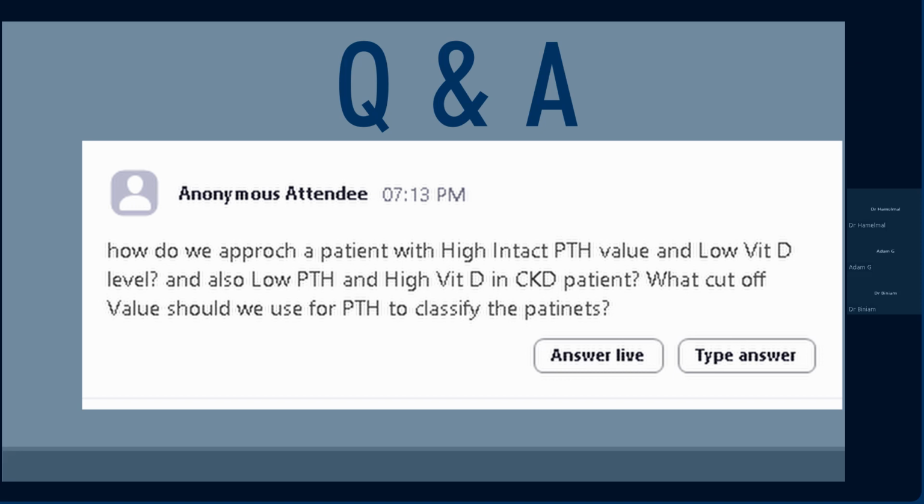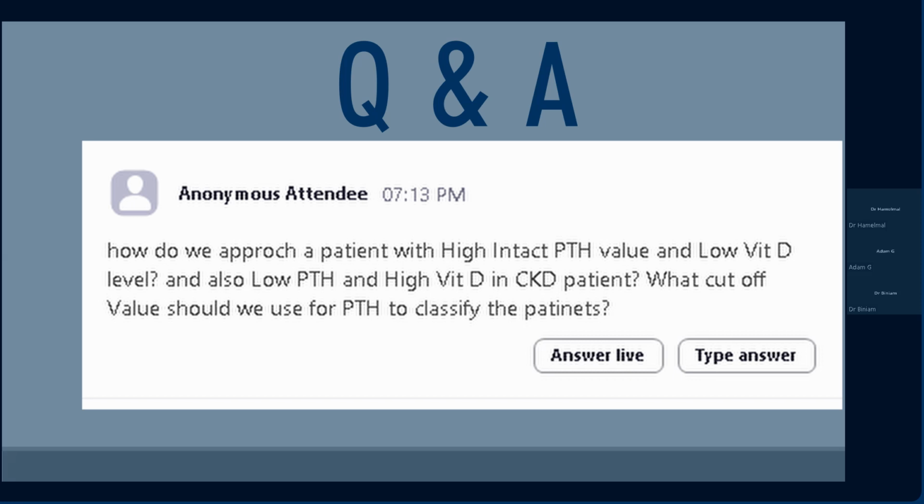So you supplement with vitamin D. But if the PTH is greater than 700 or 800, you don't need to do vitamin D, just supplement active forms of vitamin D. Low PTH and high vitamin D in CKD patients, low PTH, just leave it, don't treat. Okay, so leave it there.